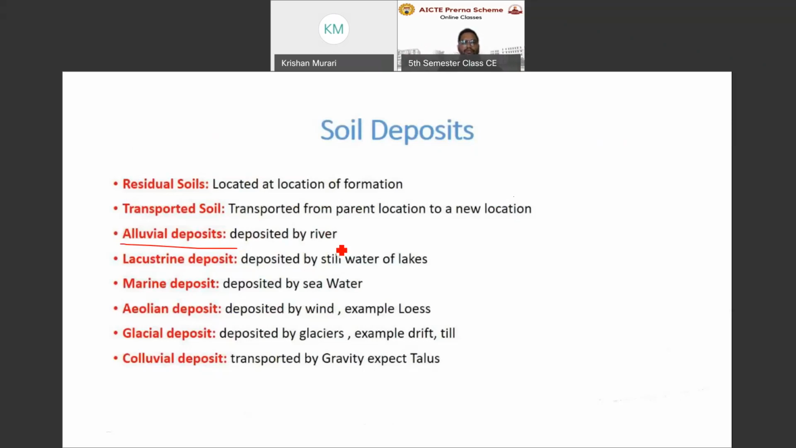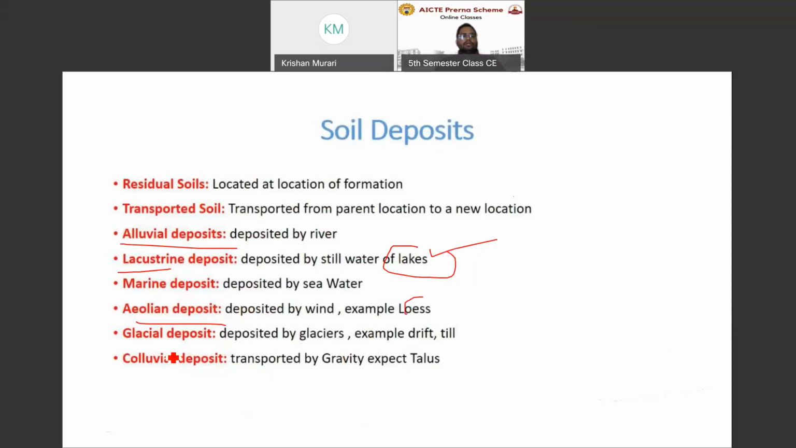If the transporting agency changes from river to lake, that soil is called lacustrine soil. Any soil found on a lake bed is lacustrine, and any soil deposited by seawater is a marine deposit. Next, we discuss aeolian deposits. In an aeolian deposit, the physical agency that transports the soil from one place to another is wind. An example of an aeolian deposit is loess.